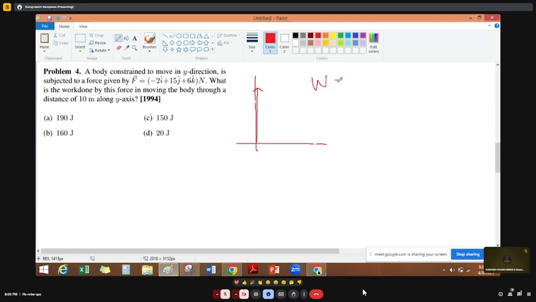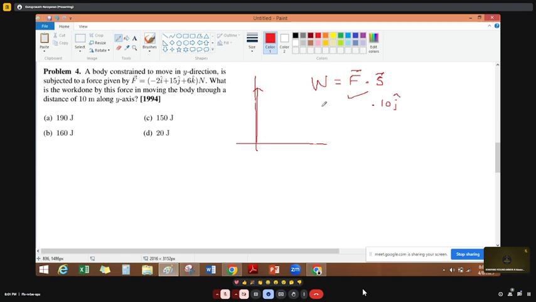Work done formula, anybody? Work done equals force into distance. Force dot displacement, right? We should not say force into displacement. Okay, F dot S. Now F is given, so no issues. Displacement, how to find displacement? 10 meters in the y-axis, is it 10 j cap, sir? Yeah, very good. Since they said it is along the y-axis, I will take it as 10 j cap.